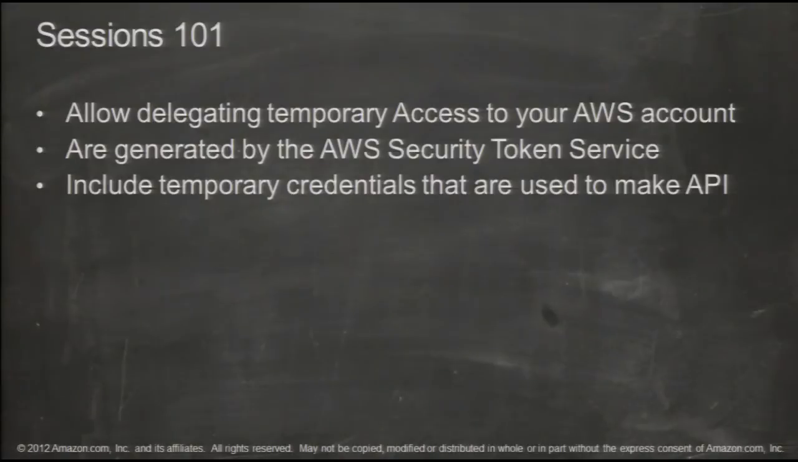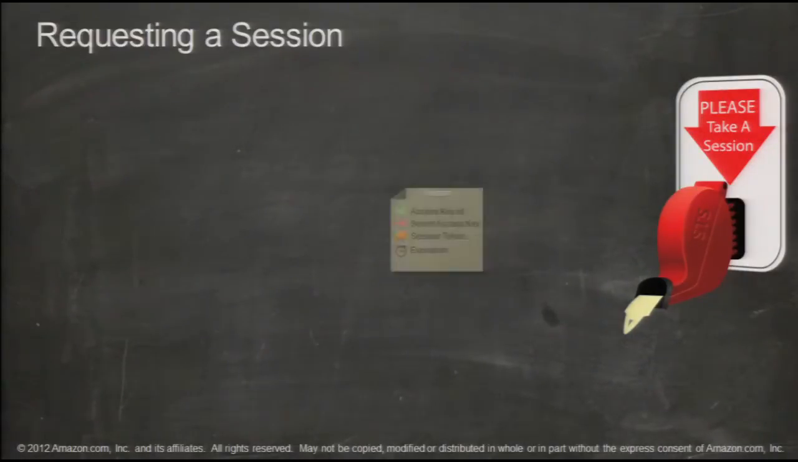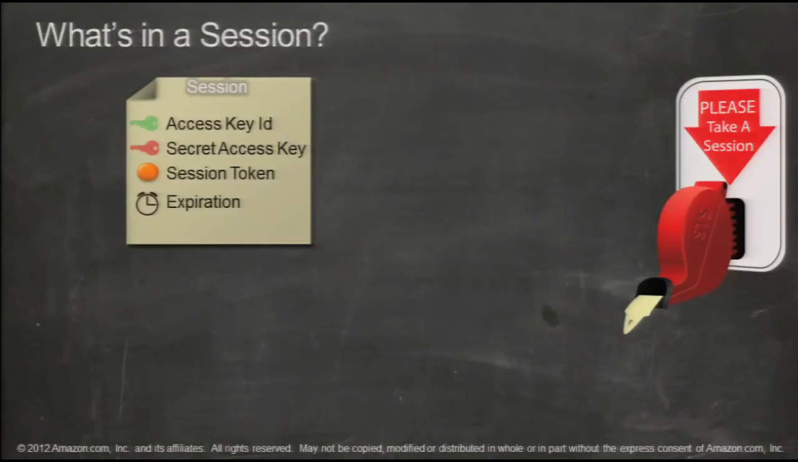When you call STS, you're going to get a set of temporary credentials, and you're going to use those temporary credentials to make subsequent calls to all the AWS APIs. So you could think of STS as kind of a ticketing or a vending service. All right? You make a call to it, and it goes ahead and it creates a session. And a session's got a couple of different parts.